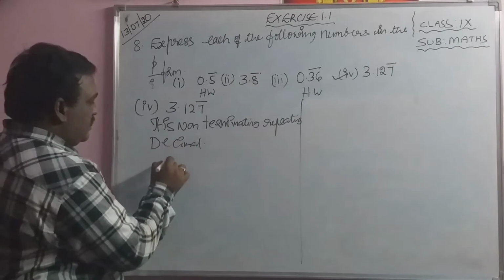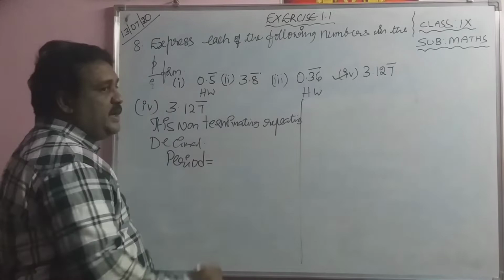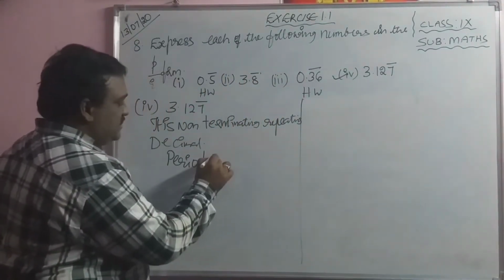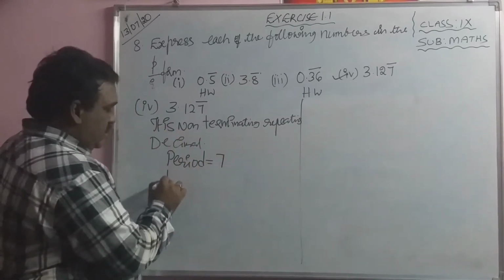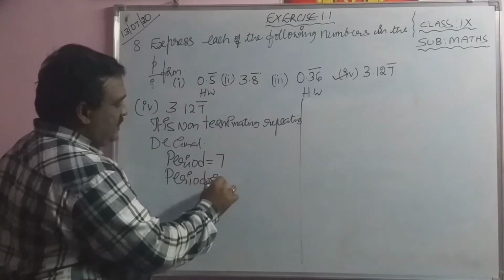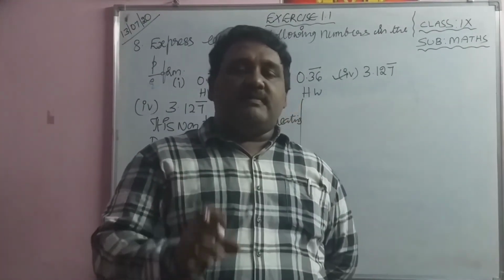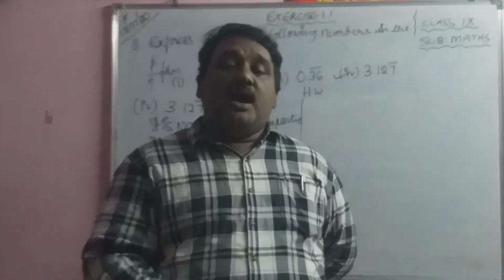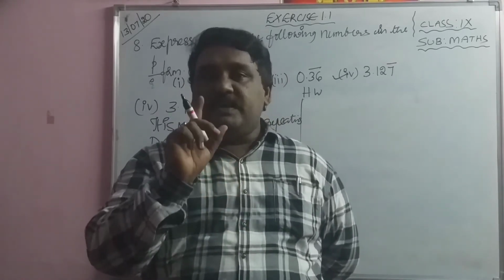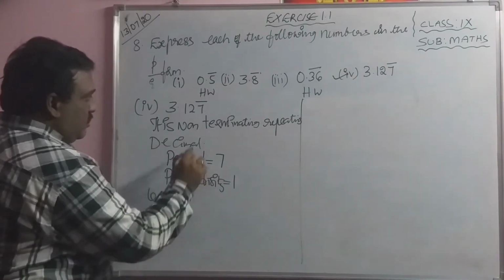Here we talk about period. What number is repeating? Only 7 is repeating. So 7 is known as the period. How many numbers are repeating? One number is repeating. One is known as the periodicity. Let x equal to, what is x?